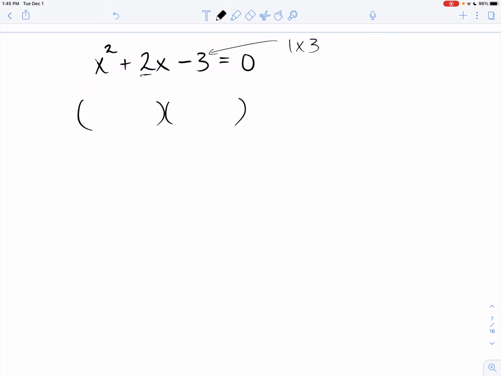I got a 2. I got a 3. Well, they don't even have anything in common. What about me? I'm a 1. Not going to help. Not everything has a GCF. It's okay. But I know how to get x squared. It's x times x. I want it to end with a negative 3. So one of these has to be a positive. One of them has to be a negative.